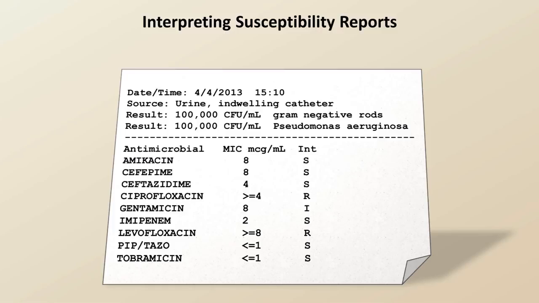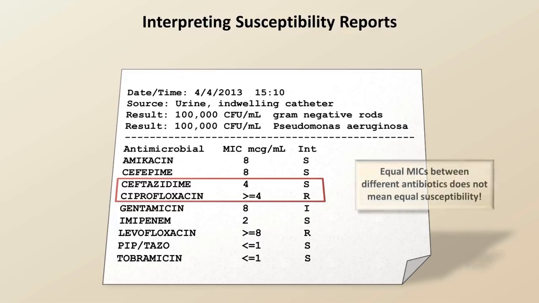There is one more interesting point to make about this report. You may have already noticed that the MICs for ceftazidime and ciprofloxacin are overlapping, yet the interpretation of the MIC for each is different. Remember that equal MICs between different antibiotics does not mean equal susceptibility.